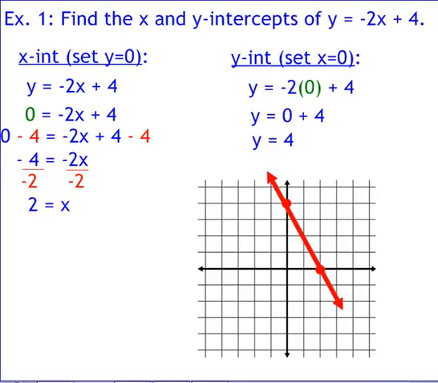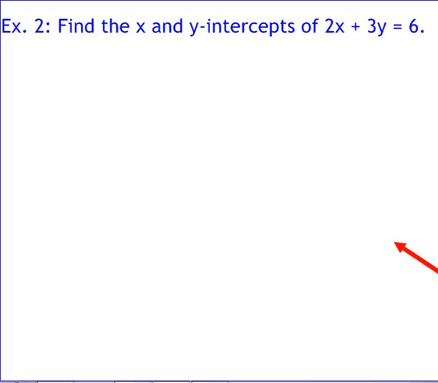Let's look at a slightly different example. I was going to say more challenging, but I'm not sure that it's more challenging. So in this example, we're going to find the x and the y-intercepts of 2x plus 3y equals 6. Now this is a linear relation. It's not written in slope-intercept form. Some people will call this intercept form because it's easy to find the x and the y-intercepts.